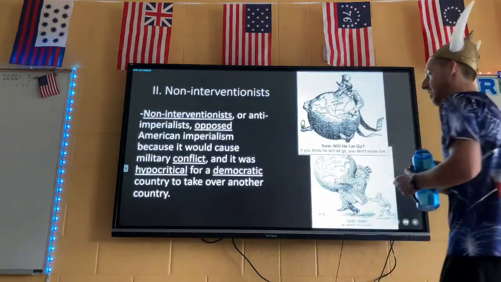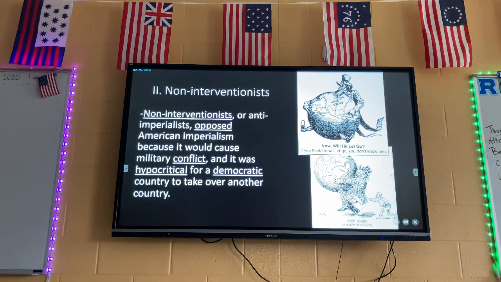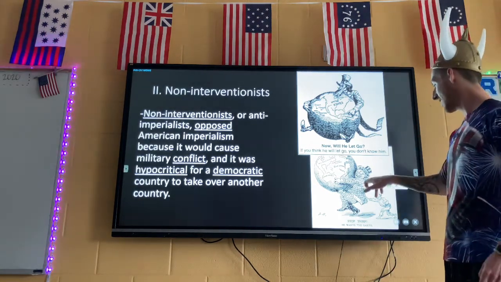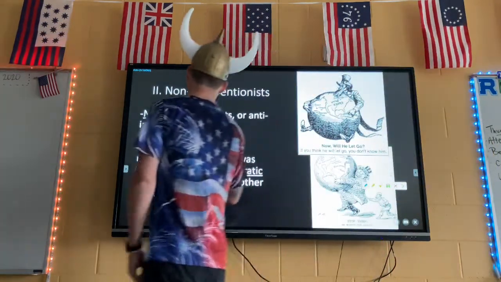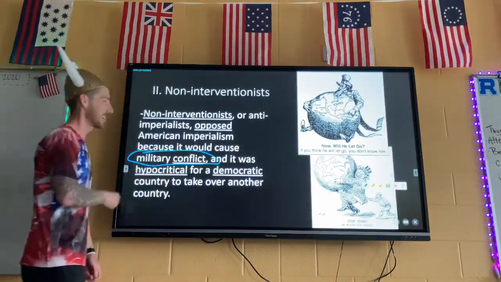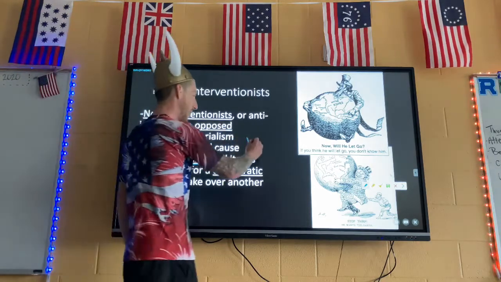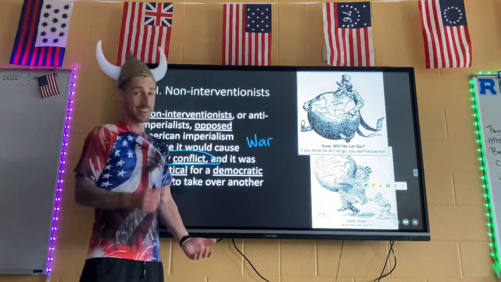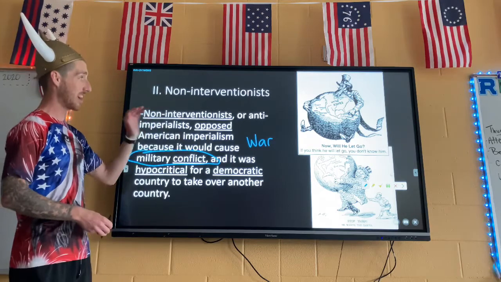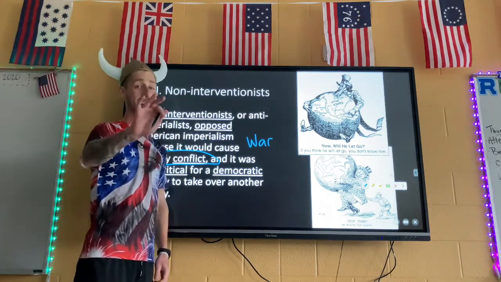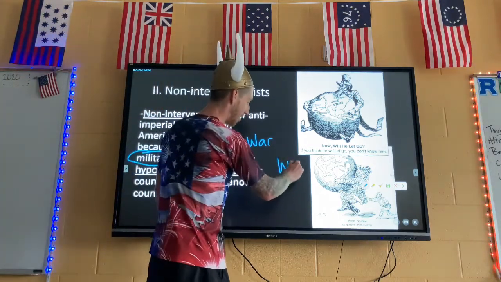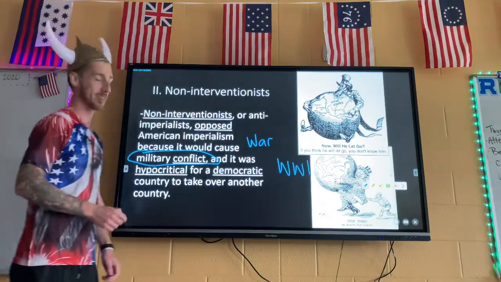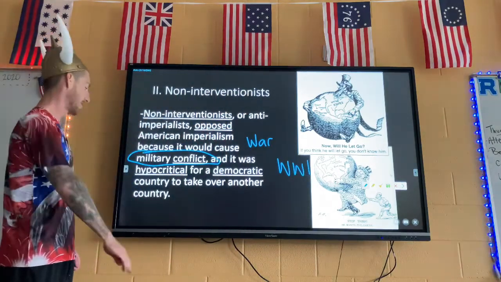Anti-imperialists will be next. Like I already told you, first of all, they believe that it's not okay for America as a democracy to take away other people's rights. But secondly, they're pretty smart in that they're worried that it would cause military conflict. They do not want to get involved in a war. And we're going to see that unfortunately these people are going to lose out on this battle, and eventually it's going to get us into a major problem called World War I. Whoops, okay? But that's a topic for much later.